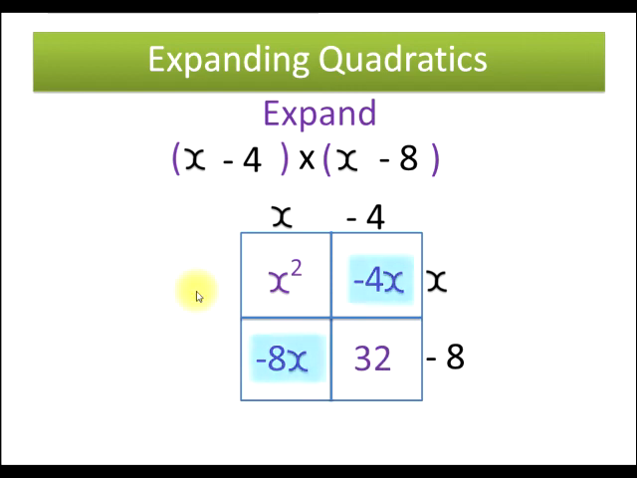Collect the like terms. These two are the only like terms, and you have to be really careful. Negative 8x, take away another 4x, minus 12x. Now, feel free to pause this, rewind this as many times as you need to understand this skill. And in my next video, I'm going to show you how to become more fluent and do this without drawing the grid.